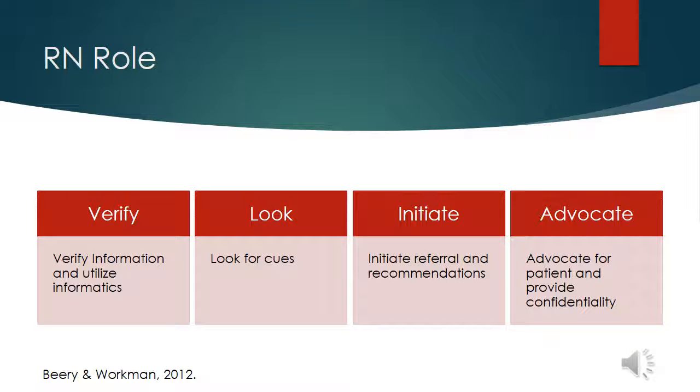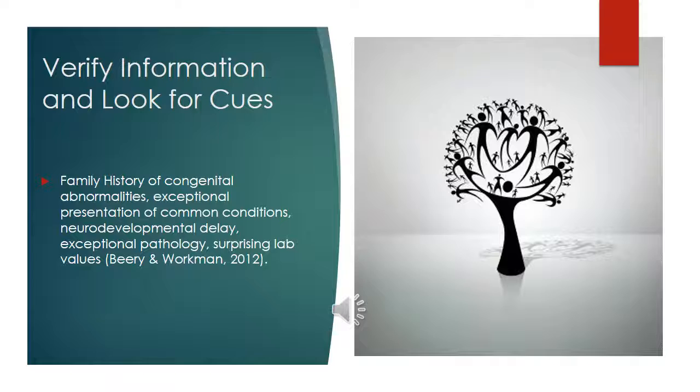This slide outlines the basics of the RN role regarding caring for a patient with a genetic disorder. The following slides will detail more information. It is important for the RN to be able to collect accurate information by use of the electronic health record and be able to interpret that information to find cues which may indicate risk for a genetic disorder.